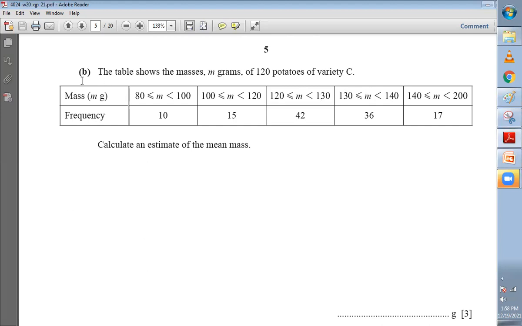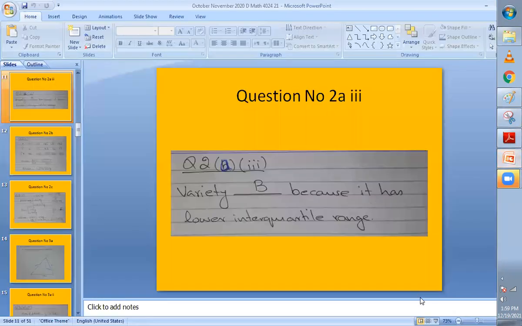You can write here mid values, and note the mid values of each class. This will be your x, and here write f, your frequency. Then you multiply x and f with each other, and that will give you fx. The mean is summation fx divided by summation f. Let me show you how this is done.